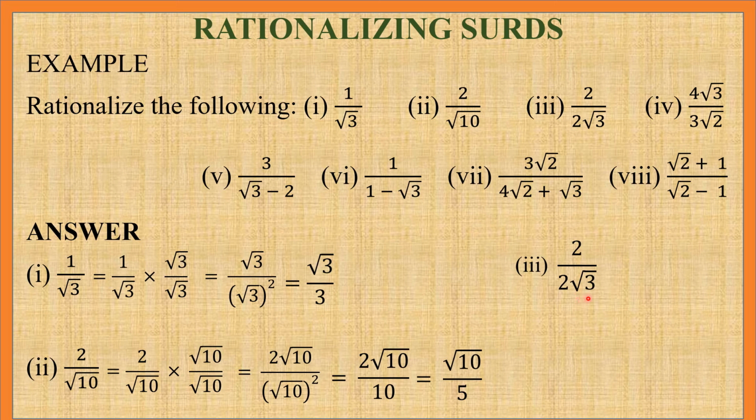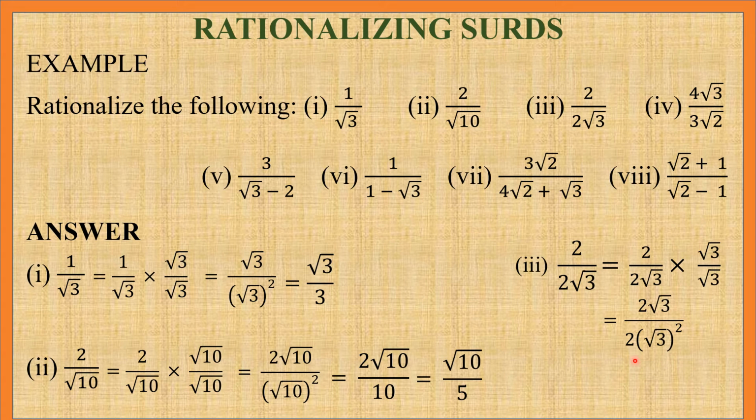If you are multiplying by root of 3, then we'll now have 2 over 2 root of 3 multiplied by root of 3 over root of 3. That is, we are picking just the term containing the surd here. So this will give us 2 by root of 3 over 2 root 3 by root 3, and this will give us 2 root of 3 over 2 multiplied by root of 3 squared.